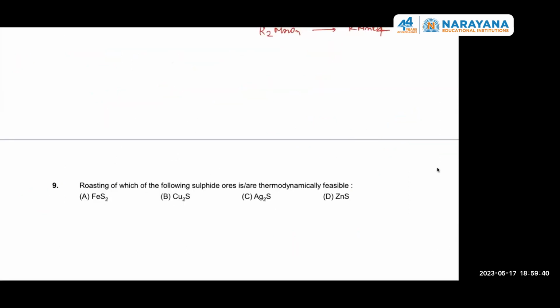See, thermodynamically feasible roasting is in the case of A, B, and D. In case of Ag2S, in the roasting of the sulfide ore, the equilibrium between Ag2S and Ag2O is not maintained properly. This is thermodynamically not feasible. Only this case.